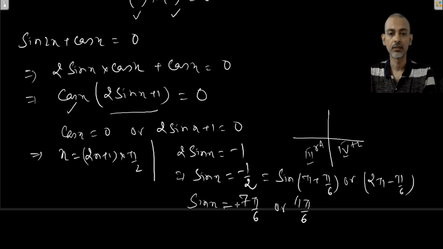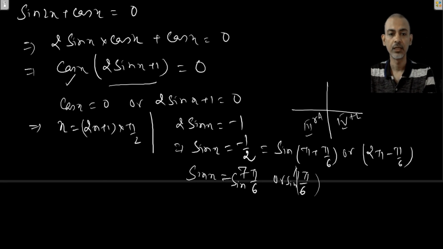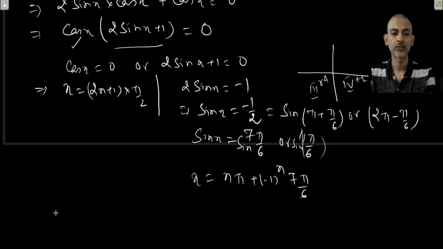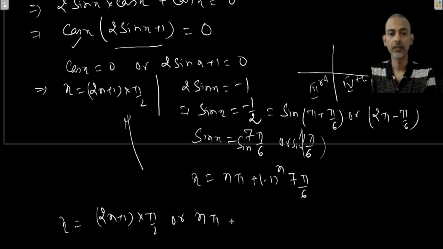Given this, we know that my general solution will be x equals n pi plus (minus 1) to the power n, and I can write 7 pi by 6, the first value I'll take. So now I've got two values, so I can write the answer as x equals (2n plus 1) into pi by 2. This is my first one. And then, or x equals n pi plus (minus 1) to the power n into 7 pi by 6.